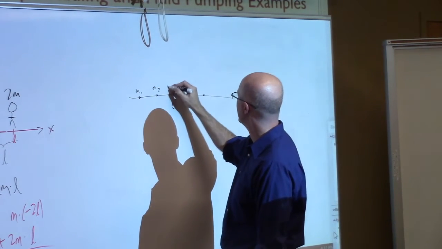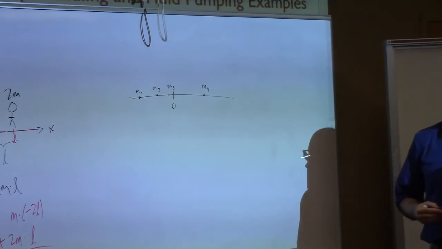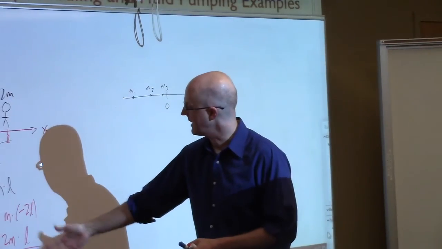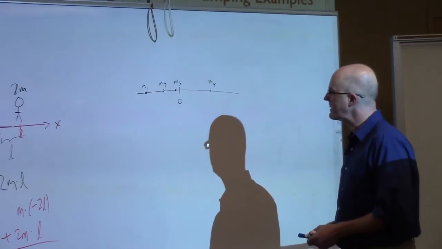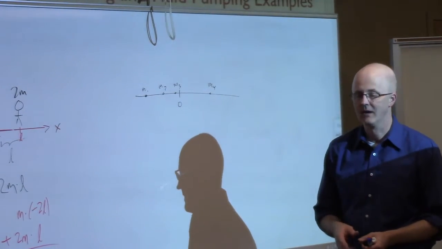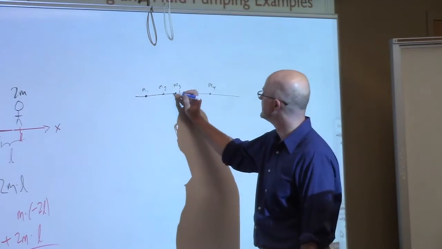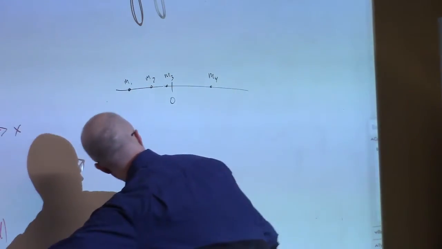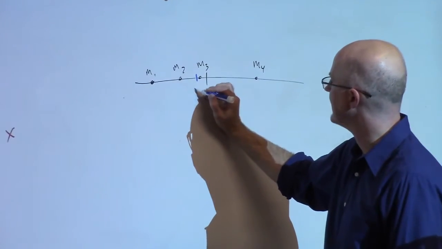M1, M2, M3, and M4. Now I could calculate the moments of those masses in the same way I did here with respect to the origin. But I want to do something different. I want to calculate the moments of these masses with respect to some other point. I want to pretend like I know where the center of mass is. Let's just say it's right here, just to make something up. Pretend this is the center of mass.